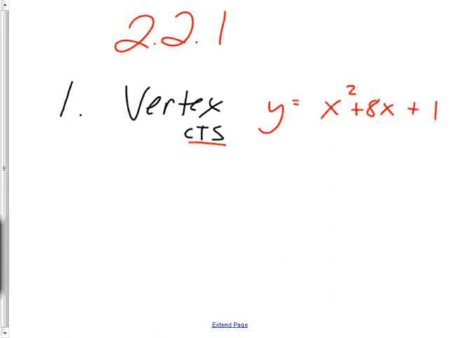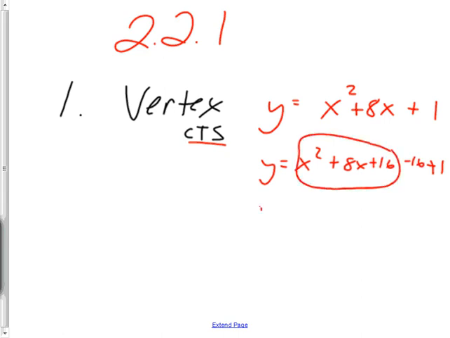Here we go. You should have, first of all, moved that 1 over, and you'd have y equals x squared plus 8x plus 1 way over there. Half of the 8 is 4. 4 squared is 16. So you do plus 16 and minus 16. Then this part right here becomes your perfect square. y equals x plus 4 quantity squared. Those guys go together, minus 15.